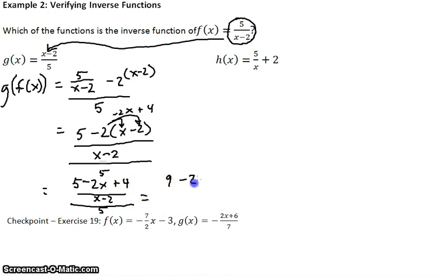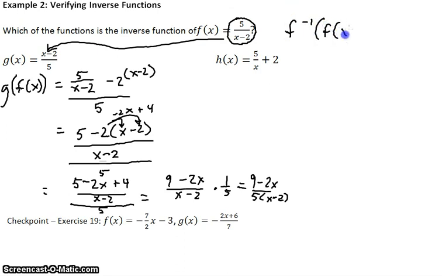So we have 9 minus 2x over x minus 2 divided by 5. That's the same thing as timesing it by 1/5. I get 9 minus 2x over 5 times x minus 2. Can't do anything else with this. And you can see after all that mess, we didn't get the inverse like we should have. We should have gotten just an x value back, just x, called the identity. Okay? So we didn't get that. So all of this was to show that this one wasn't the right one.